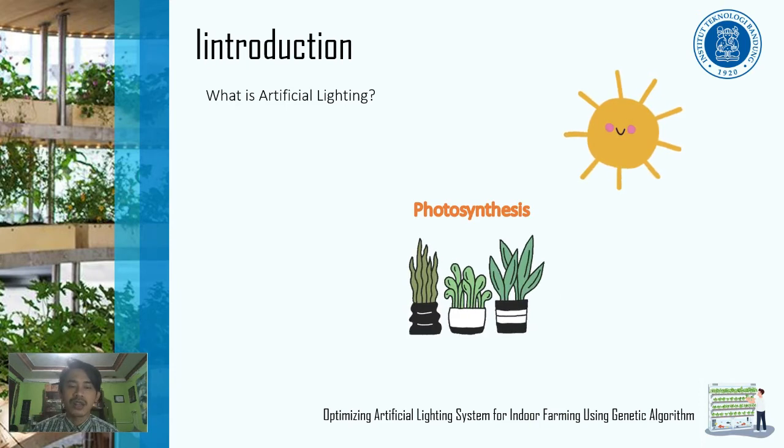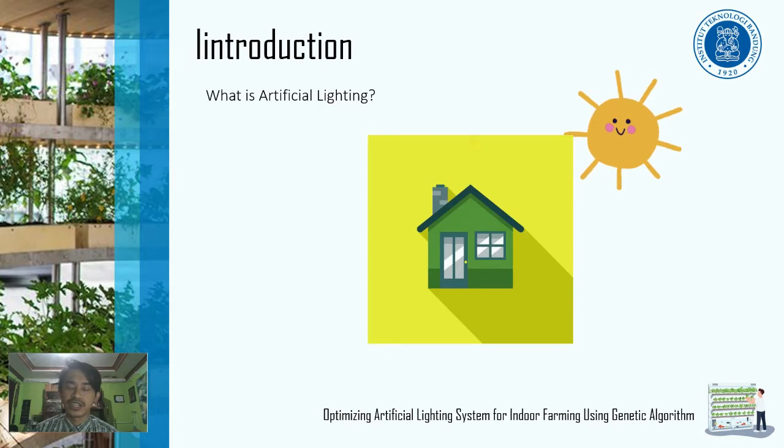And what is the importance of artificial lighting when we use indoor farming? And this is the question: how can we optimize the lighting we have from another source, not from nature? This is actually the artificial lighting.